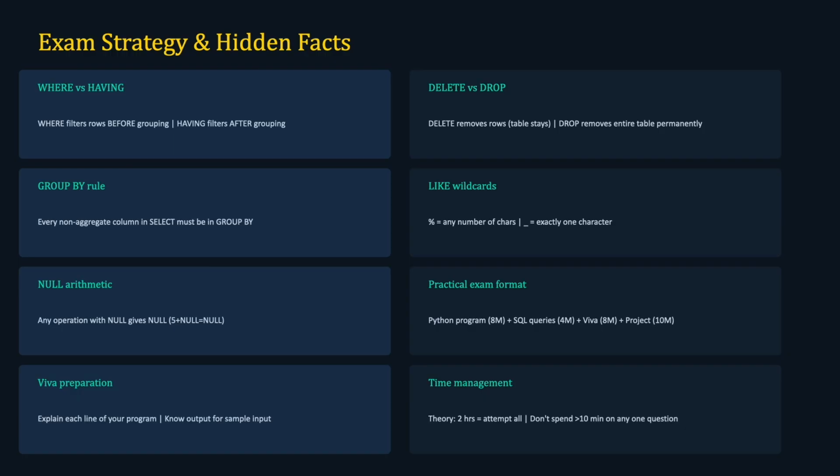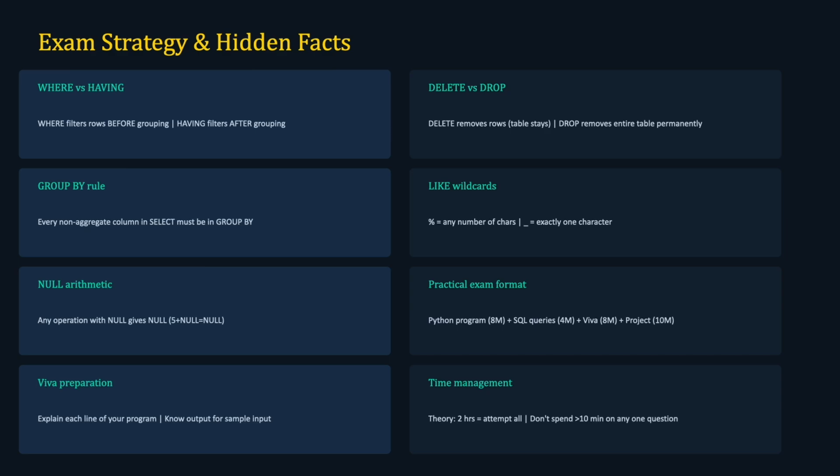8 hidden facts for maximum marks. Where filters rows before grouping. Having filters groups after. Delete removes rows but keeps the table. Drop removes the entire table.